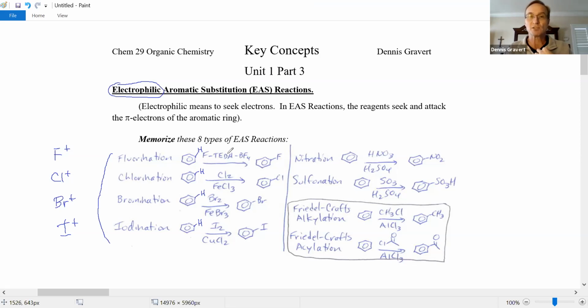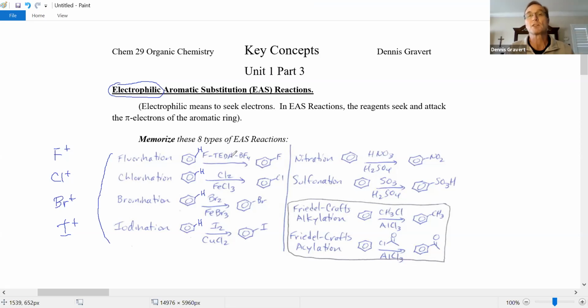So for those of you who are not used to my exams, there will be a question on our future exam where I'll say, hey, choose the correct reagent. And I will either write out F-TEDA-BF4 or I will draw the structure. And then you'll have to recognize that that's the reagent that puts fluorine on the benzene ring.